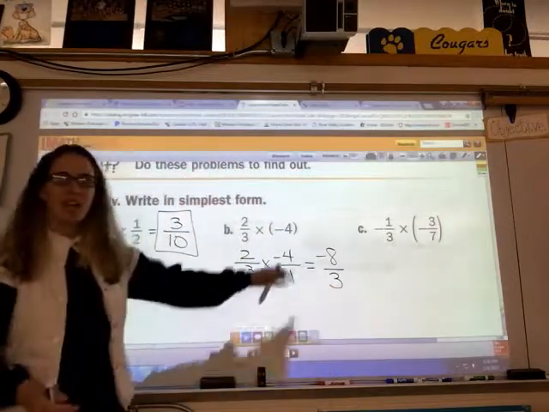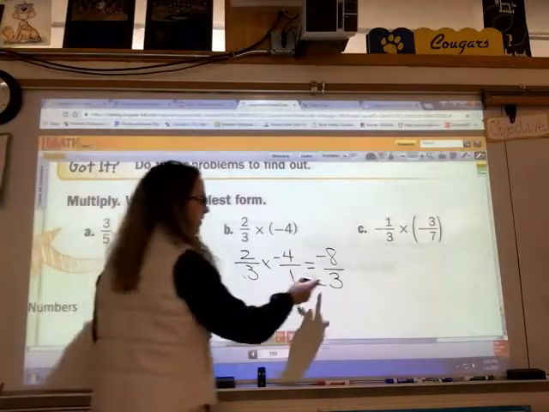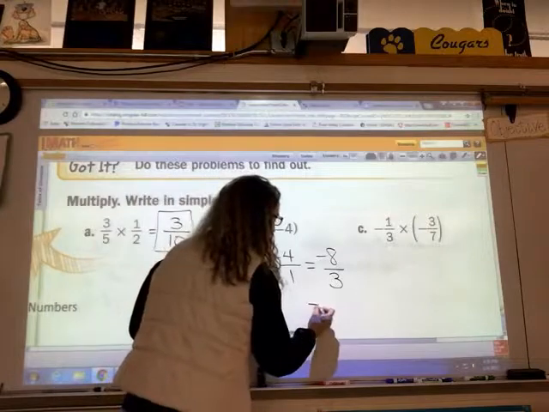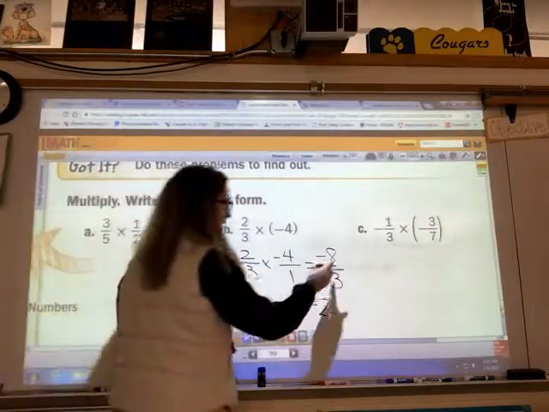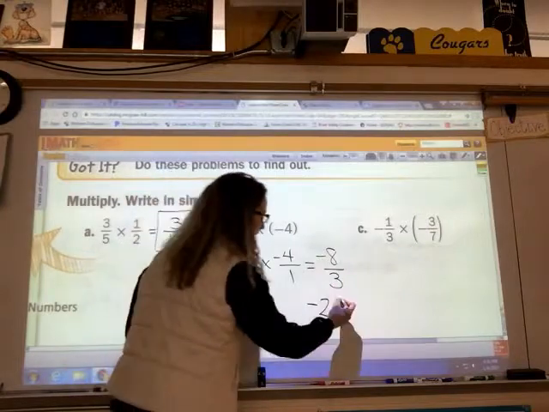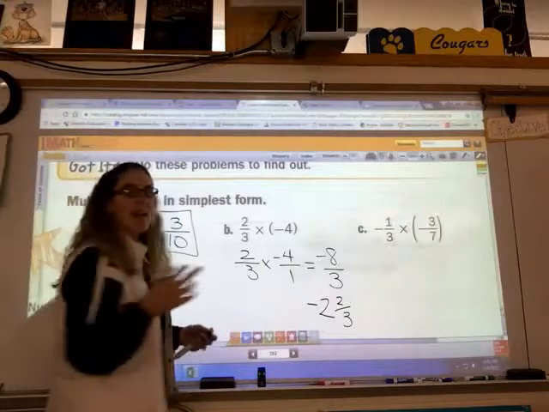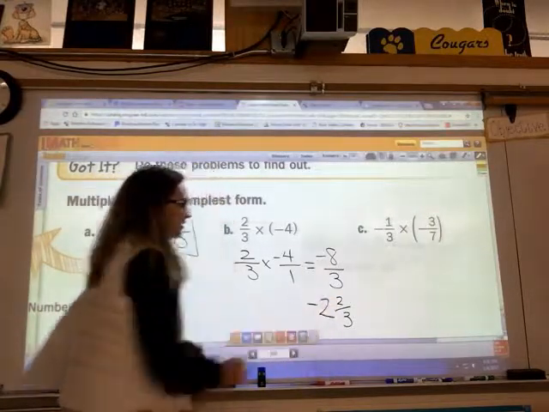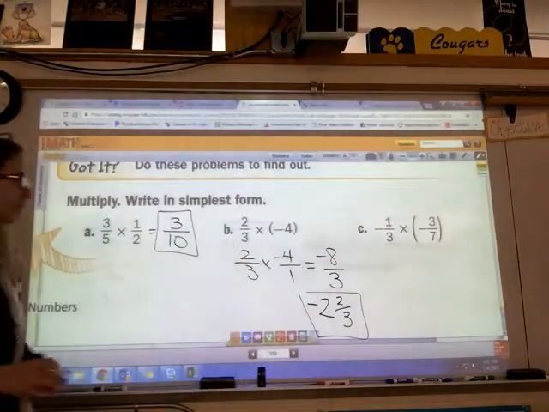Now I want to take negative 8/3 and reduce it or write it as a mixed number. So I'm asking myself, how many times does 3 go into negative 8? I know that will go in there negative 2 times because 3 times negative 2 would be negative 6. When I subtract 8 minus 6, I'm going to have 2 left. So I would have negative 2 and 2/3. I can double check it. 3 times 2 is 6 plus 2 is 8. So I have negative 8 over 3. So there would be our answer for letter B.